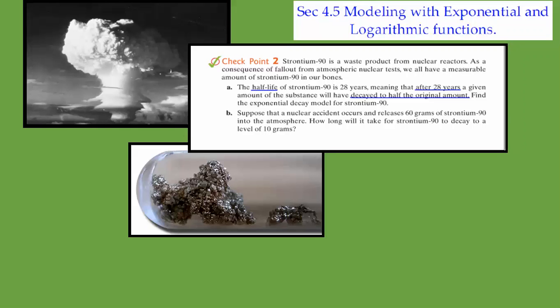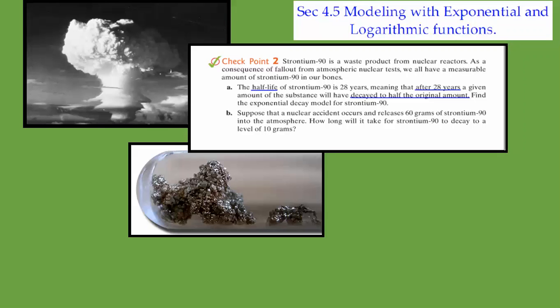The first part of the problem asks to find the exponential decay model for strontium-90. So we want to find the exponential decay model, which means we have to find an exponential function that models this specific problem. And then part B asks the following. Suppose that a nuclear accident occurs and releases 60 grams of strontium-90 into the atmosphere. How long will it take for strontium-90 to decay to a level of 10 grams?